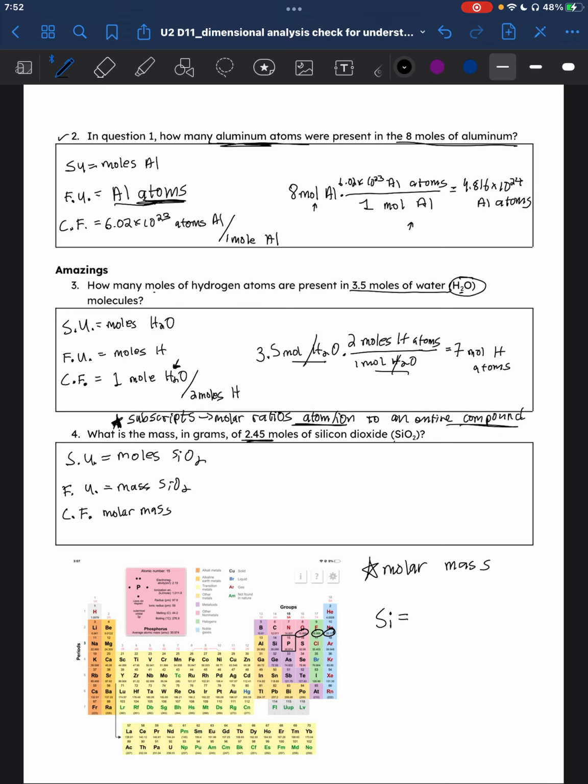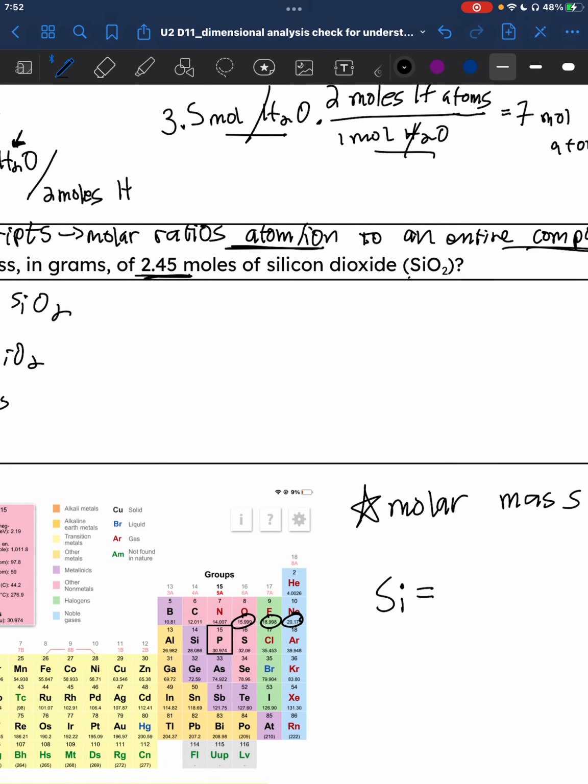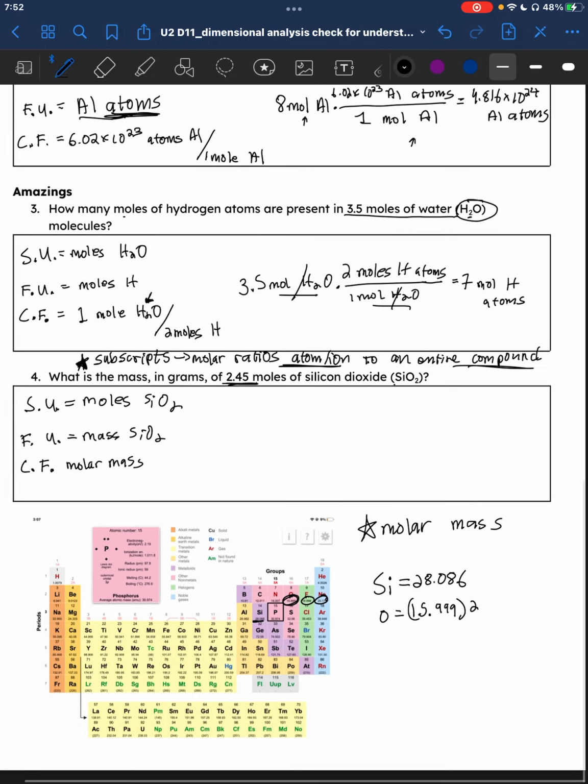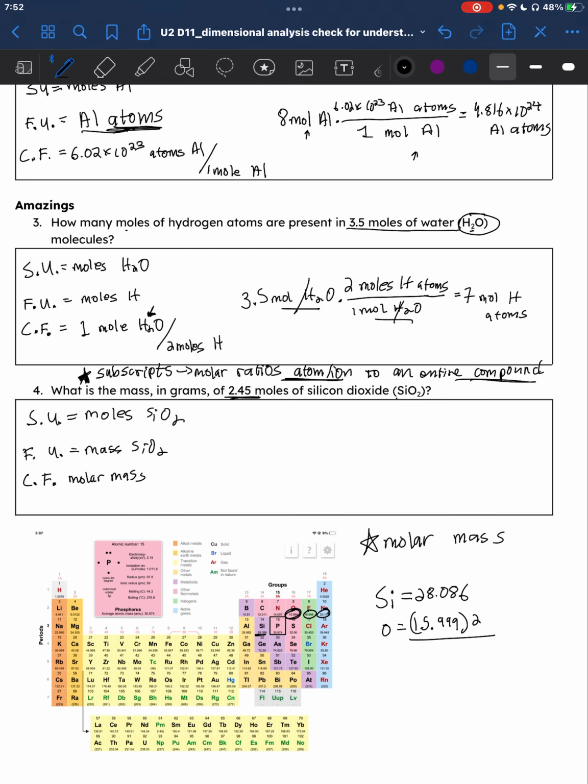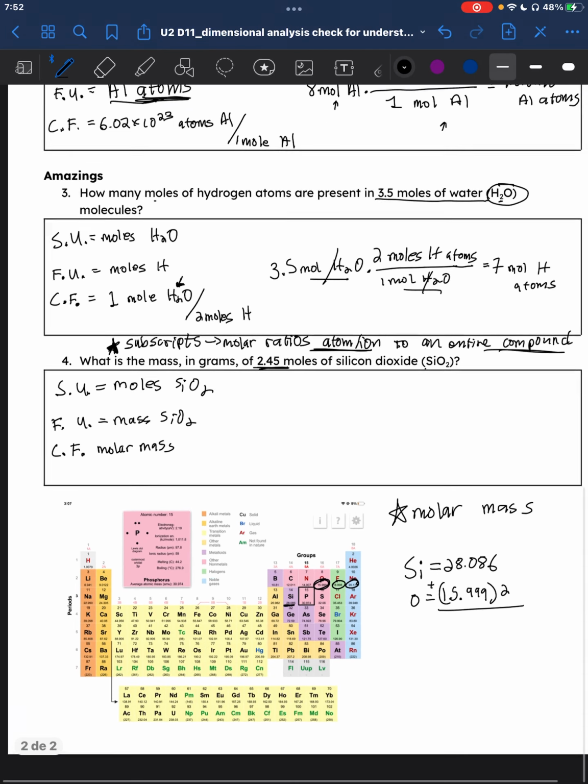There's another video that's separate just for molar mass that you can look up from the day 8 homework. So go ahead and check that out as well. But all right, so I have silicon. Silicon has a mass of 28.086. I have oxygen. Oxygen has a mass of 15.999. There's 2 oxygen atoms in every silicon dioxide, so I'm going to multiply that by 2. Then I'm going to add up these numbers, 28.086 plus 2 times 15.999.